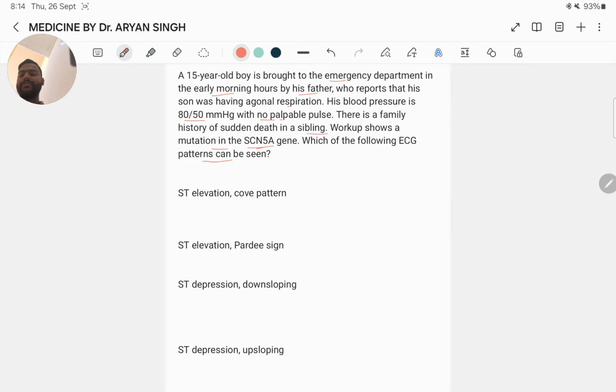I have already told you about the SCN5A gene in my previous video. The ECG pattern that can be seen is ST elevation, the coved pattern. The coved pattern is seen in Brugada syndrome. Brugada syndrome is a cardiac channelopathy caused by a mutation of the SCN5A gene, which leads to defective sodium channel function. The clinical presentation includes syncopal attacks, family history of sudden death, episodes of palpitation, and dizziness. Here the family history of sudden death of a sibling points to Brugada syndrome.